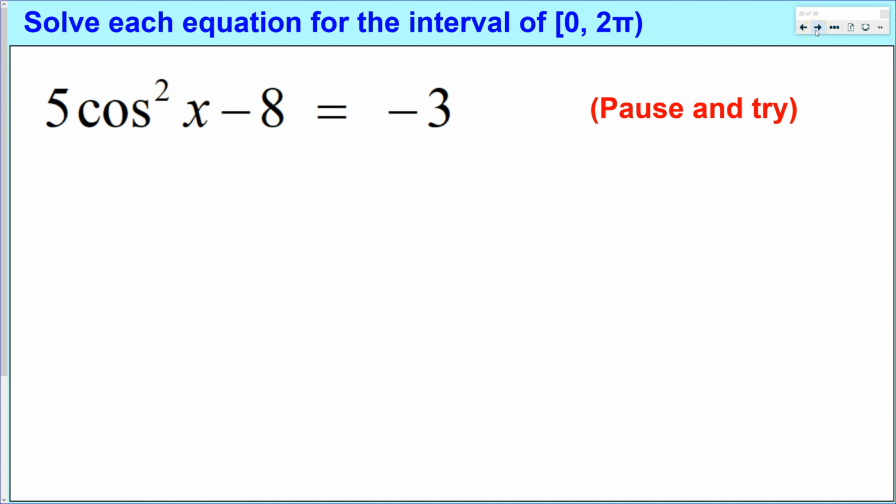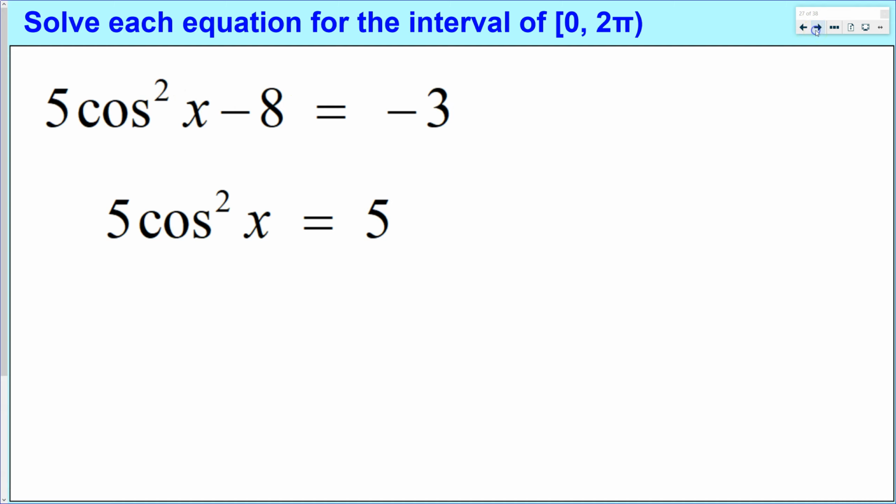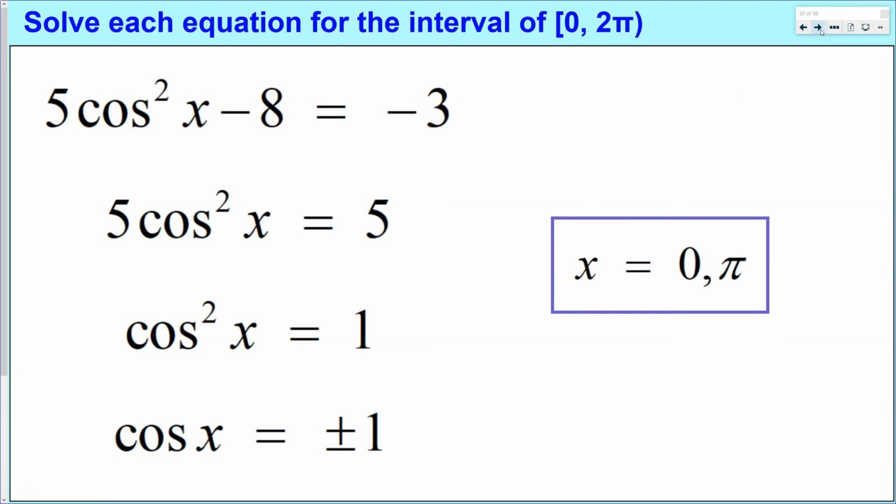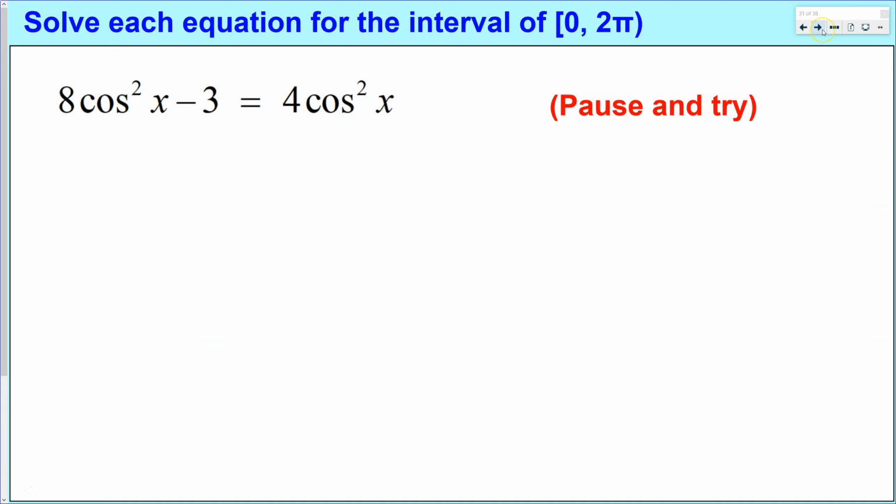So first step, add 8 to both sides, then divide by 5. Take a square root. When we take a square root, we always throw a plus minus in front of there. Now, where does cosine equal either positive or negative 1? That happens on the left and the right hand side of the unit circle. So we would include 0, pi, and 2 pi, but remember we're excluding 2 pi because of the interval, so we just get 0 and pi. This next example is another one that I think you can just straight up take a shot at. Why don't you pause the video and give it a shot?